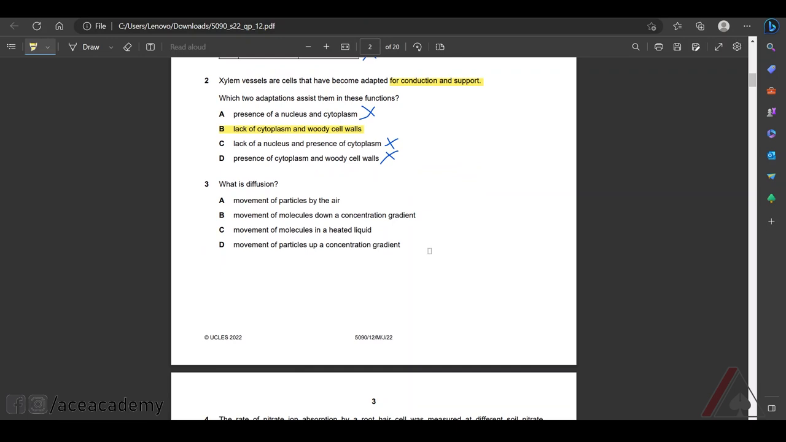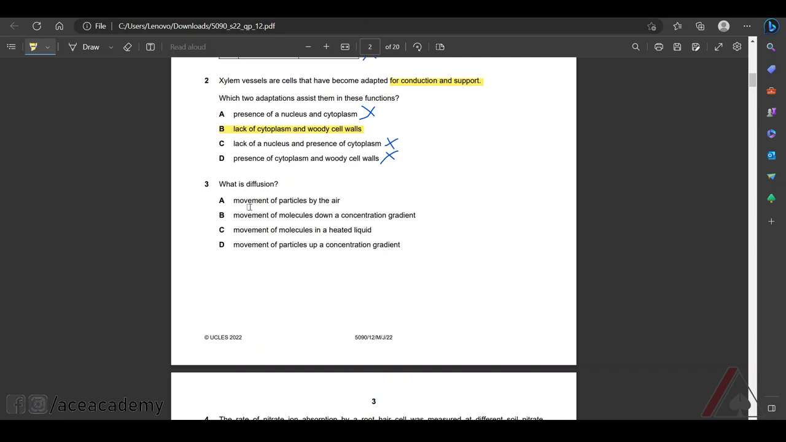Question number 3, what is diffusion? Okay, to solve this question properly, we need to know the formal definition of diffusion, which is the movement of particles down a concentration gradient. Now we need to see which option fits that definition the best.